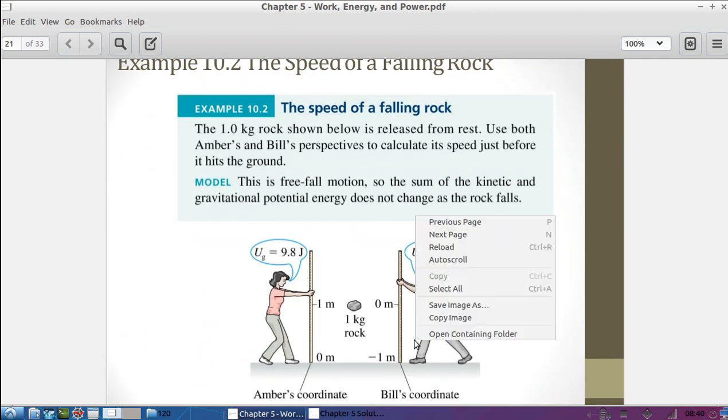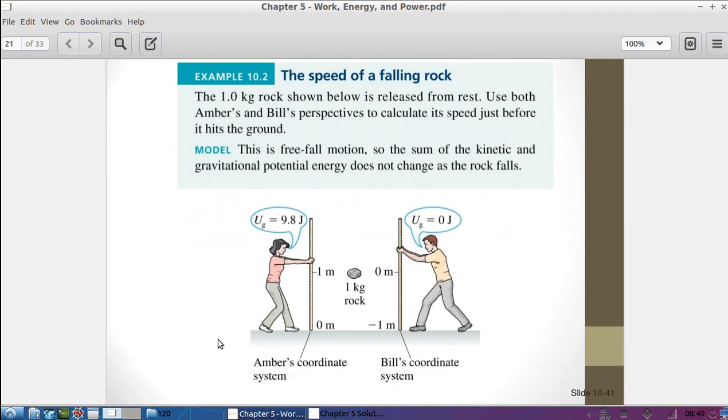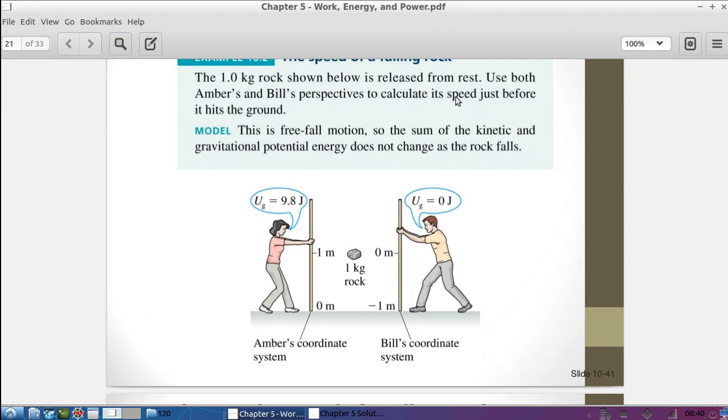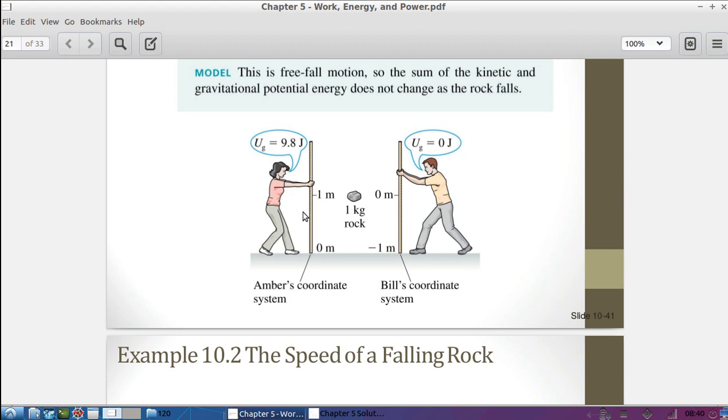Alright, so here's Amber, here's Bill again. We've got a falling rock, right? So we are looking for the speed just before it hits the ground. We're still going to stick with these two different coordinate systems.